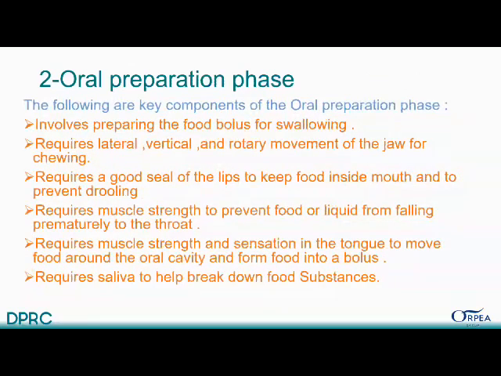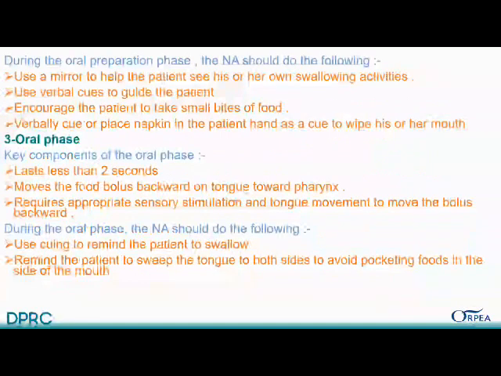Oral preparation phase. The following are key components of the oral preparation phase: involves preparing the food bolus for swallowing, requires lateral, vertical and rotary movement of the jaw for chewing, requires a good seal of the lips to keep food inside the mouth and to prevent drooling, muscle strength to prevent food or liquid from falling prematurely into the throat, muscle strength and sensation in the tongue to move food around the oral cavity and form food into a bolus, requires saliva to help break down food substance.